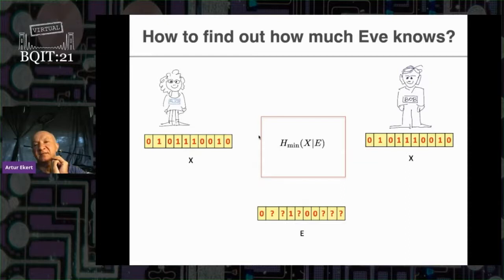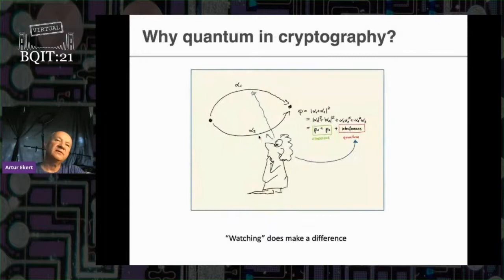So that means classical communication doesn't give you any signature of how much information may have leaked to your adversary. But quantum does. So you may just ask, what is the intuition?